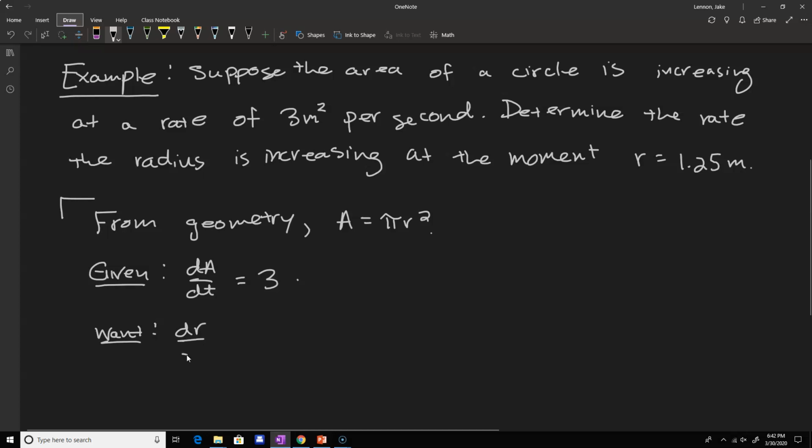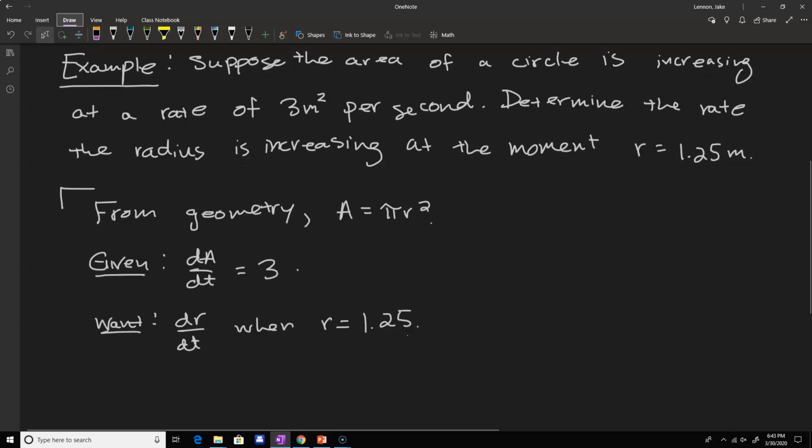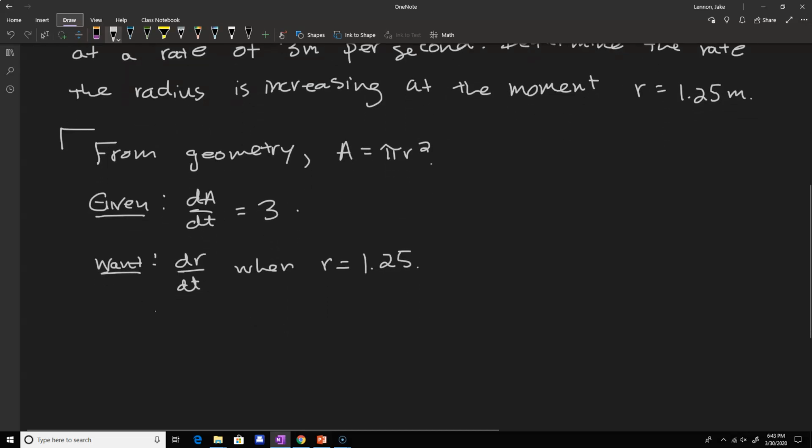We want to know how fast the radius is changing with respect to time, and we want to know that at precisely the moment r is equal to 1.25. Not only the fact that the area is changing is going to affect the rate that the radius is changing, but also we have to look at the particular moment. In this moment, we want to know how is that happening when r is 1.25?